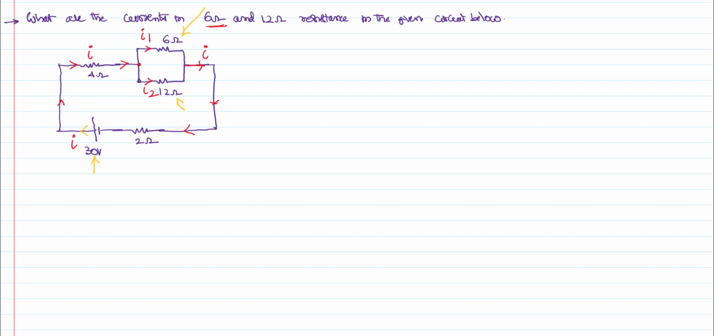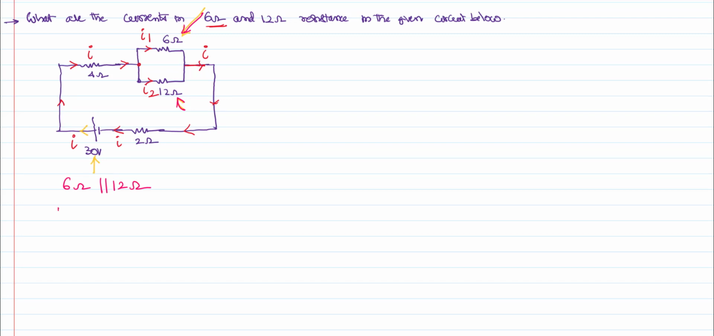I1 and I2, after reaching this junction, will again combine and become I. It will travel back through this 2 ohms and then to the negative plate of the battery, and it keeps on happening. This is how the current is distributed. So if you look a little carefully here, across this 6 ohms and 12 ohms, current is distributed. Whenever current is distributed, that's a parallel combination.